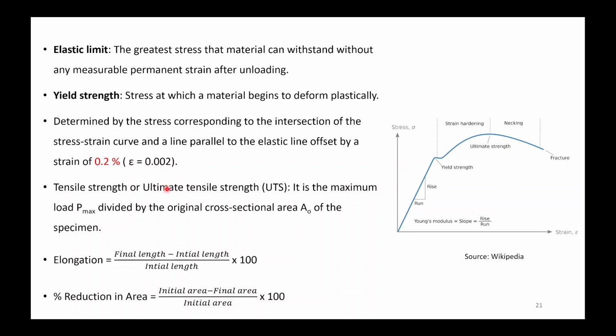And tensile strength or ultimate strength is the maximum load divided by the original cross-sectional area A0 of the specimen, and the elongation is the final length minus initial length divided by initial length, and for percent we can multiply by 100, and this is also called your ductility. Now percent reduction in area is initial area minus final area divided by initial area.